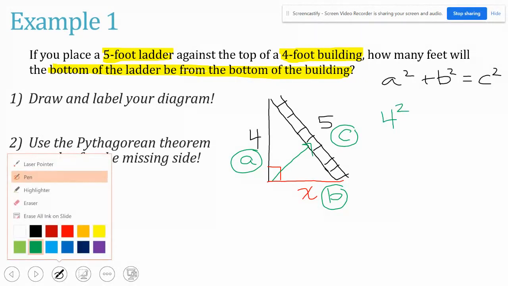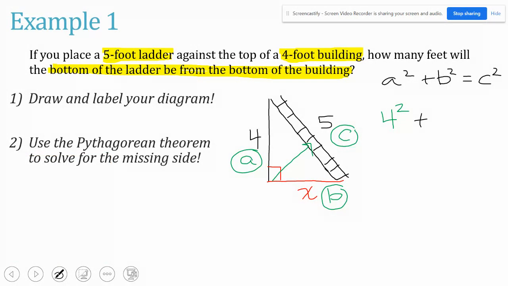I don't know what b is, so I'm going to write x for b. So we don't know what that is. And then we know that c is equal to 5. So instead of writing c, I'm going to write 5 squared. From there, we're going to square. 4 squared is 16. So I get 16 plus x squared is equal to 5 squared, which is 25.